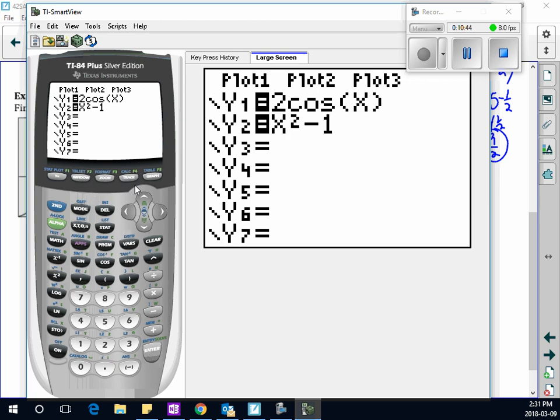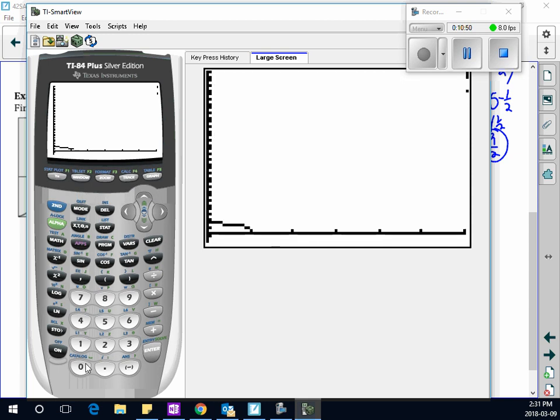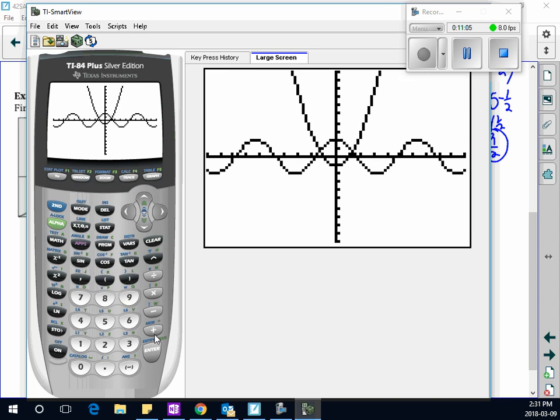Okay, so if I graph this, let's go zoom fit, because I have no idea what the viewing window is. Oh, the zoom fit doesn't work. Zoom 6, okay. You could also shrink it if you want to look down to like negative 5. Okay, so it's saying find the area between the two curves.